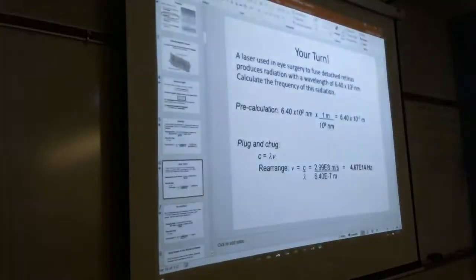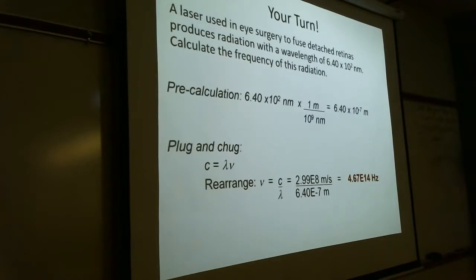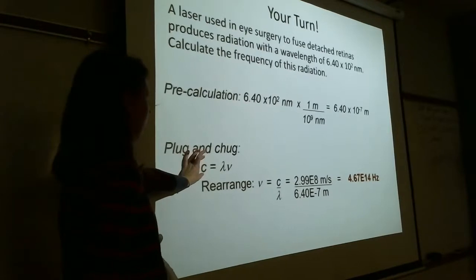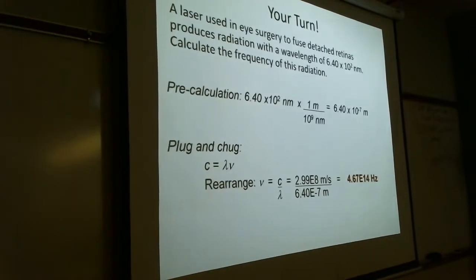All right, let's look at this one. So we're calculating frequency, so we should know what our units are. What are the units of frequency? Hertz, right? You could also write it as 1/seconds or seconds inverse, that's fine. But can we use nanometers in this calculation? No, we have to convert it to meters, right? There are 10 to the 9th nanometers per meter. Now we can plug it into our relationship that we just discussed, 4.67 times 10 to the 14th hertz.